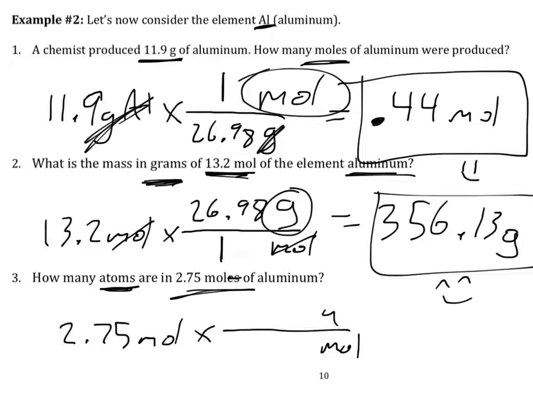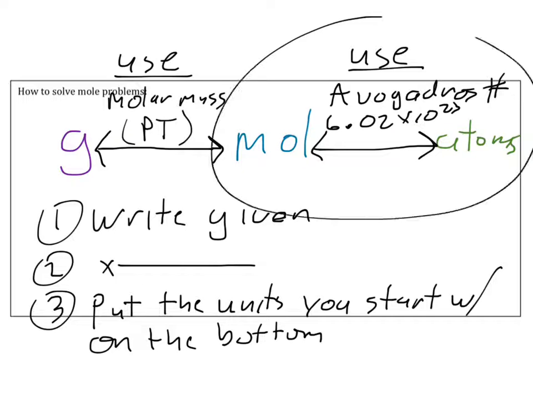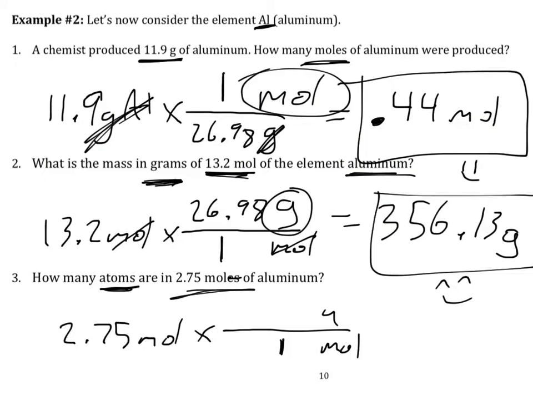And what always goes in front of moles? A 1. Now let's go ahead and take a look at our flow chart here. This time we're going between moles and atoms. And because we're going between moles and atoms, we're going to use Avogadro's number, which is 6.02 times 10 to the 23rd. So this is 6.02 times 10 to the 23rd.